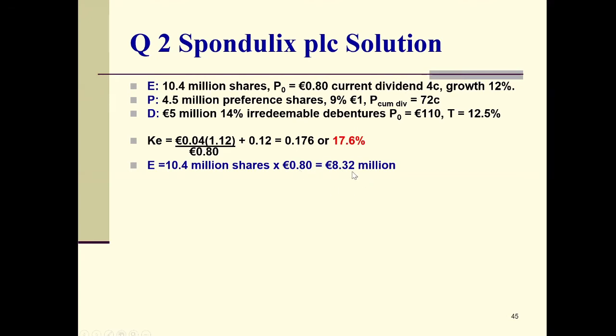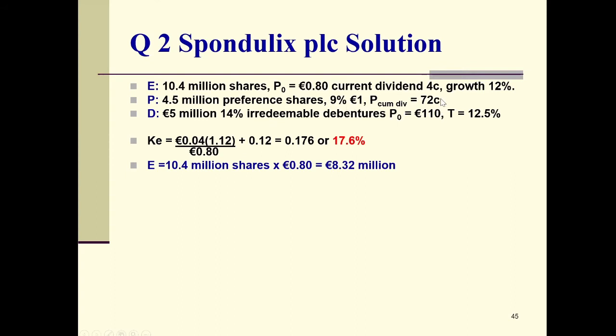If you move on to the preference share again, you'll see the preference share information, and the dividend is 9% of €1, so we're talking effectively 9 cent. What's the price? The price is given to you in the question at 72 cent. But like the dividend is 9 cent, 9% of €1.